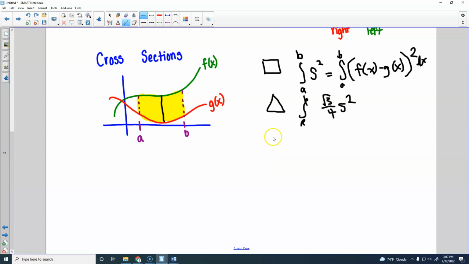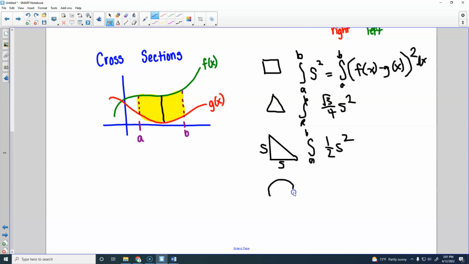What if I had an isosceles right triangle with the base in the plane right here? Basically, it's telling me that base would be my S right there. And if it's isosceles, what's the height also going to be? S. So it would be the integral from A to B of just the area of that triangle, which would be 1/2 S squared. And then you plug in f of x minus g of x for your S.